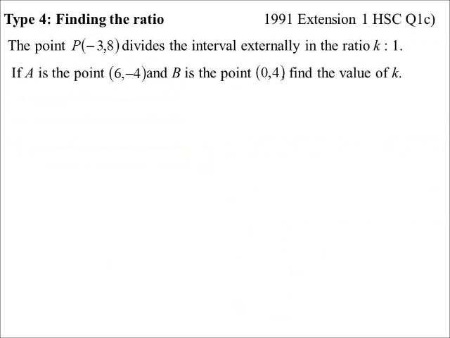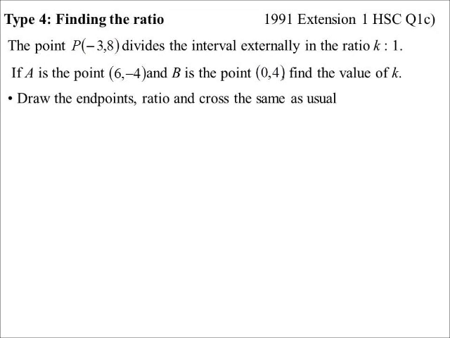Okay, had to dig back a few years to find one of these. 1991. This time we've got to find the ratio. So they're giving us all the points, just not what the ratio is. Well, I'll set it up the same as before. The interval is 6, negative 4, 0, 4. The ratio, I don't know, but they've told me it's k to 1. They've told me it's external, so I'll write it as minus k to 1.